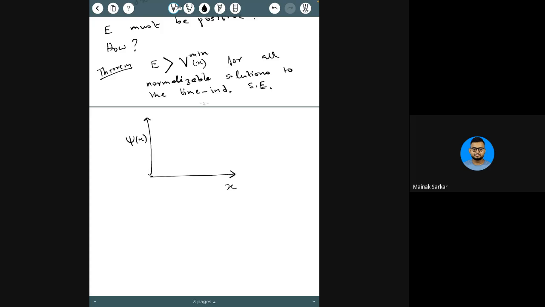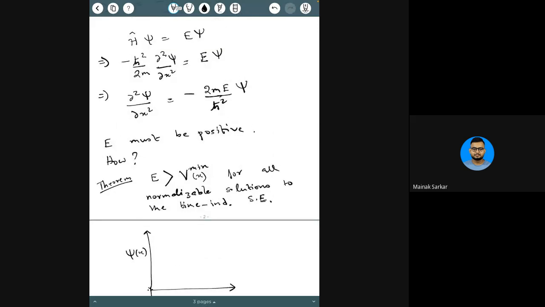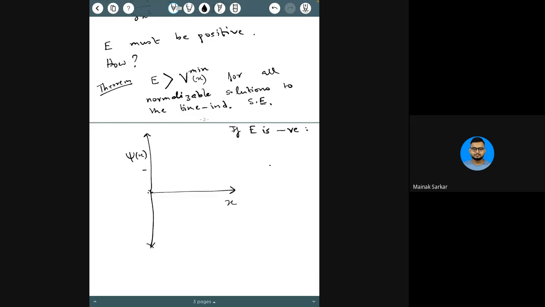Now, let's say E is negative. If E is negative, then the second derivative of psi is positive, which means that psi can either look like this or it can look like this.